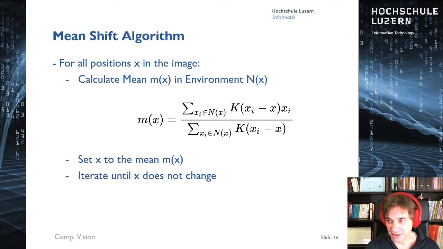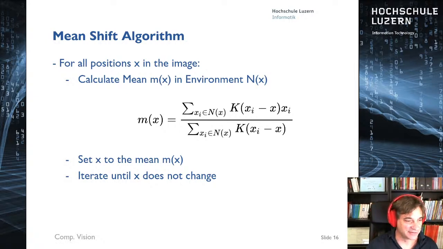So for the mean shift algorithm, what does this mean? The steps here are as follows. We calculate the mean in an environment. That means we look at a specific neighborhood of a point x, and for the calculation of this mean, we use the kernel approximation that we have seen before. Then we set the point to the mean that we have just calculated, and we continue iterating by replacing x with the mean until x does not change.